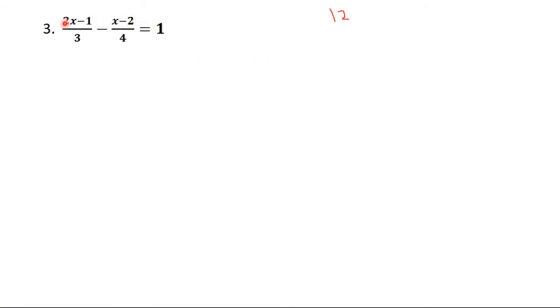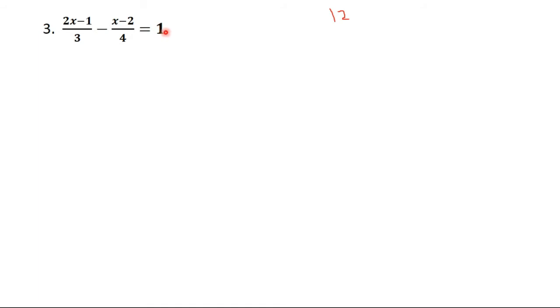So when you come here, 2x minus 1 over 3 is one term. We have the negative sign here, so x minus 2 over 4 is also another term. Then 1 is also another term. So terms in an equation are separated by a negative or positive sign. This whole thing here is being separated by a negative sign, which means that this one here is one term. Then the minus sign will come. This whole thing here is also another term. Then this one is also another term.